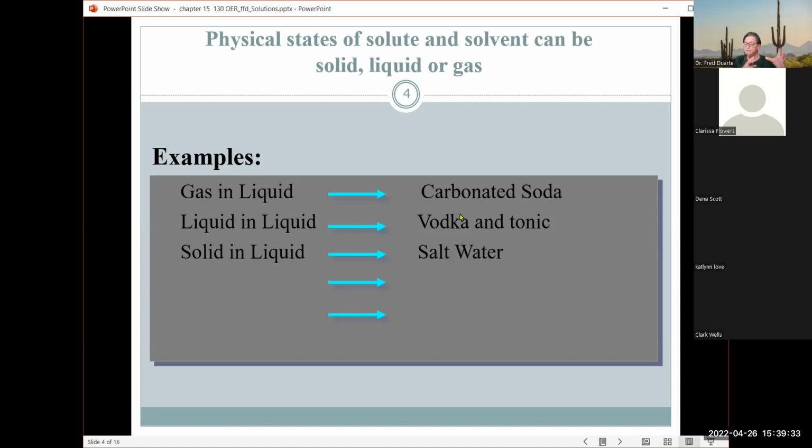You can have a solid put into a liquid. So if you, obviously, I'm sure you know, you can take some sodium chloride, table salt, and take some water, and it will dissolve.